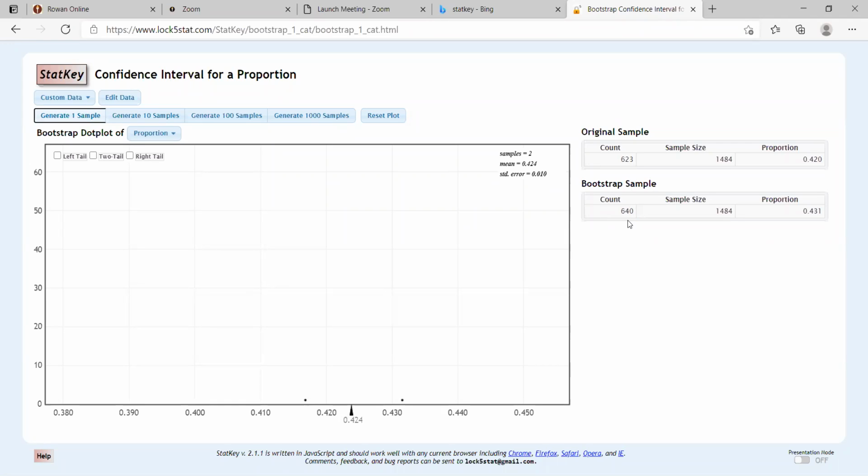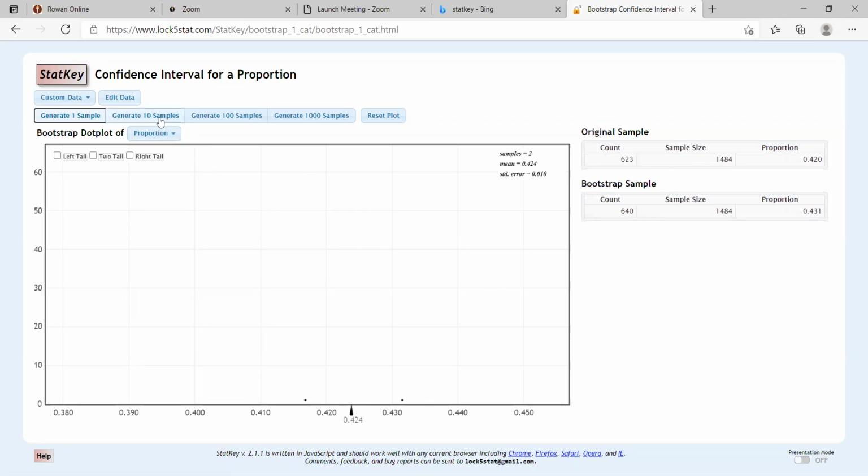And what we're doing is creating variability among the samples. So each of these dots represents a sample of 1484 with different counts. And the original sample, we're treating it as if it's a population. This is the point. We're treating this original sample as if that's the population. And then we're creating these bootstrap samples, which are derived from that original sample by resampling, so that we can get different counts for each of these samples.